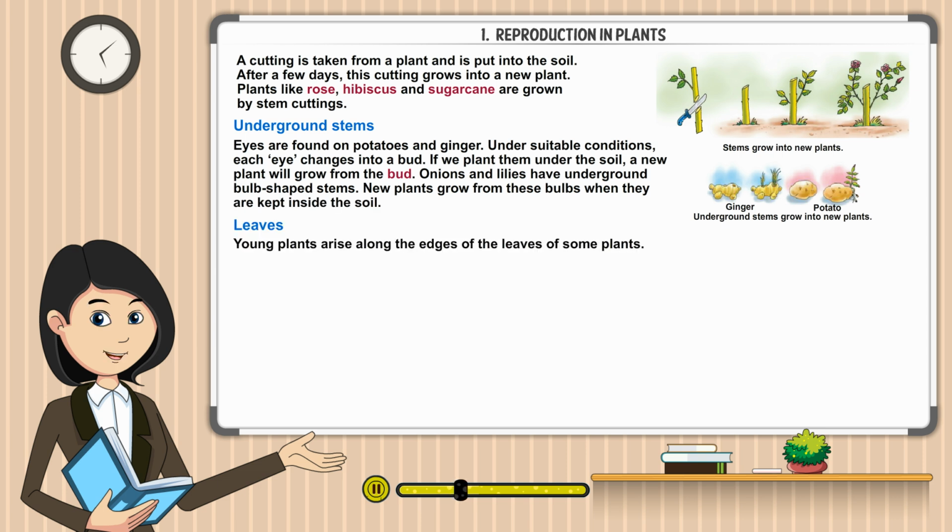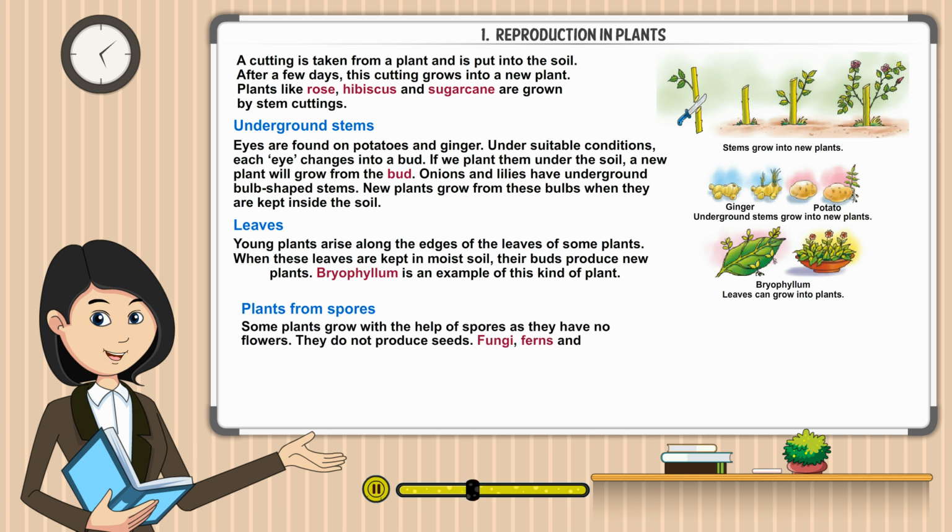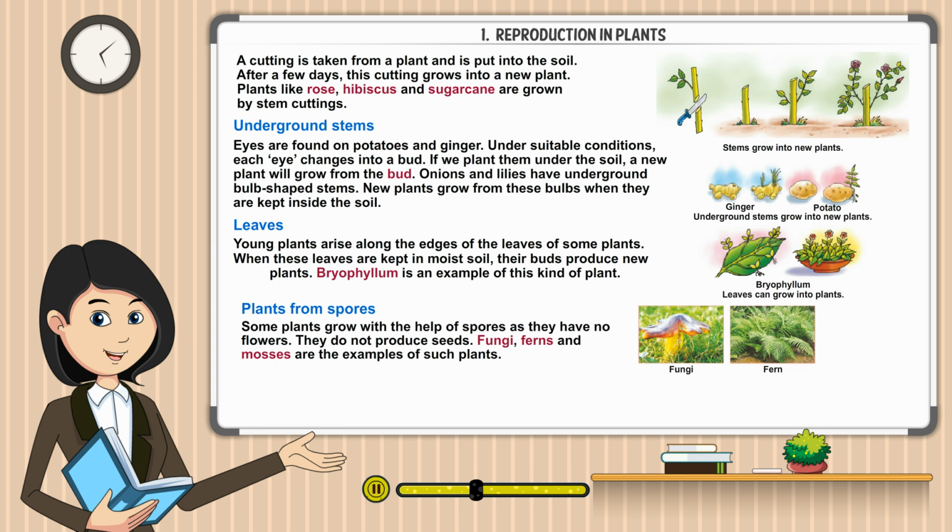Leaves. Young plants arise along the edges of the leaves of some plants. When these leaves are kept in moist soil, their buds produce new plants. Bryophyllum is an example of this kind of plant. Plants from spores. Some plants grow with the help of spores as they have no flowers. They do not produce seeds. Fungi, ferns, and mosses are examples of such plants.